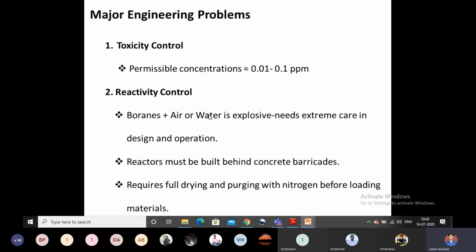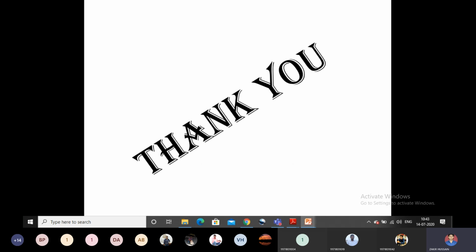Otherwise, in order to remove the water content which is already present in the reactor, we need to completely dry the reactor so that no water is present inside it. We need to ensure this, both by using the inert atmosphere and by completely drying the reactor before loading any of the reactant into the reactors. And since this is a highly disastrous reaction, every reactor should be built behind concrete barricades. Okay, these are the major engineering problems.